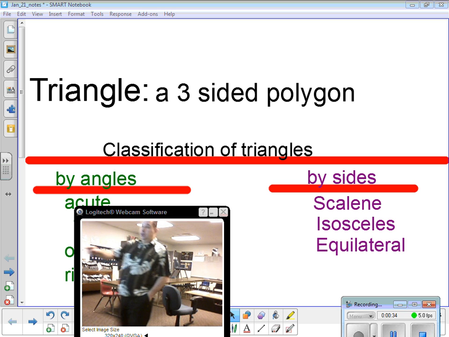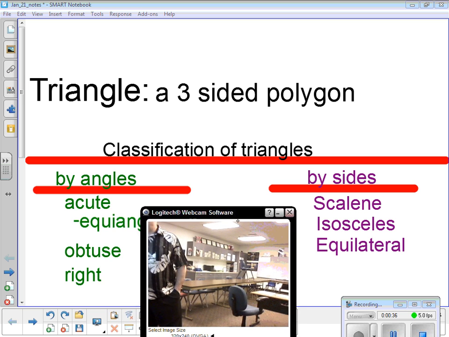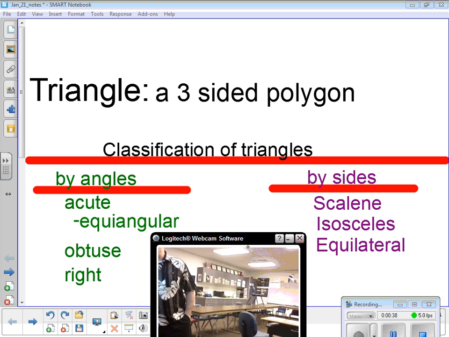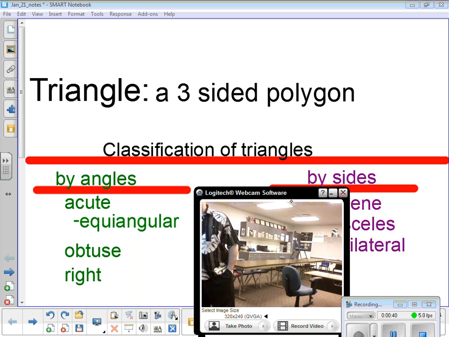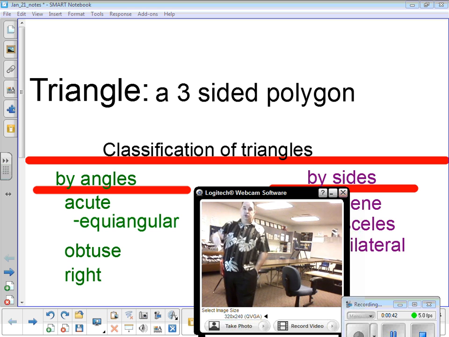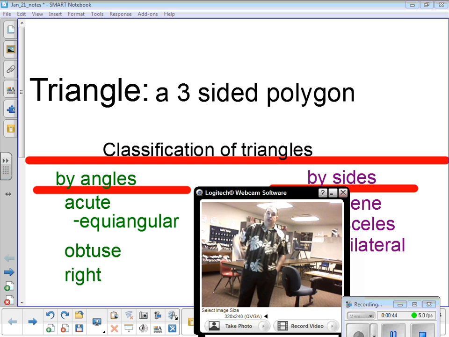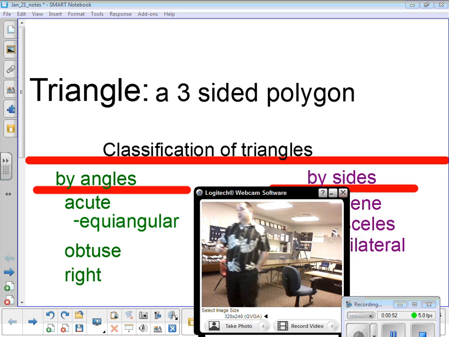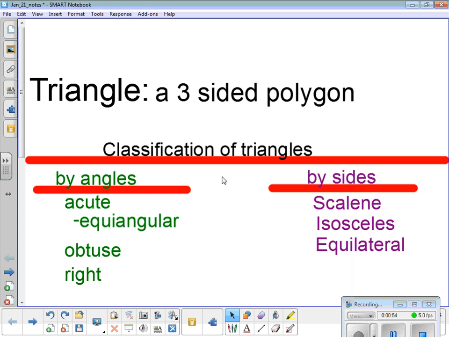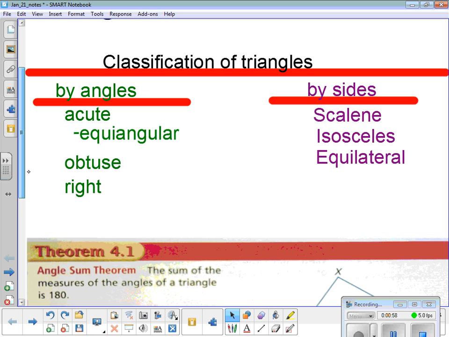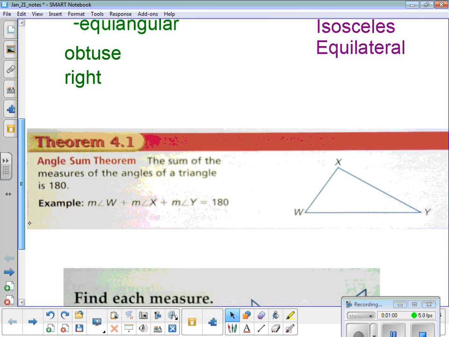Or we can, let me slide that over, look at triangles and classify them by their angles, which is acute, obtuse, and right. And there's a special acute one called the equiangular triangle. So you know that part. But we're going to talk about some of those other things that you probably know. We just need to reinforce them a little bit in this presentation. So yes, we can classify triangles by their angles and their sides, and you should be able to do that given any triangle whatsoever.